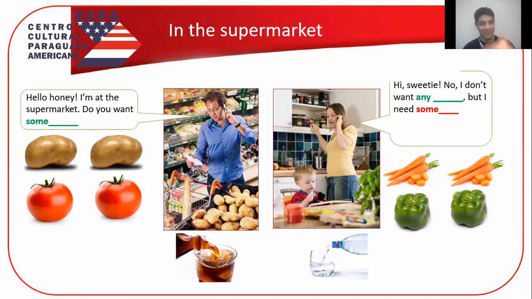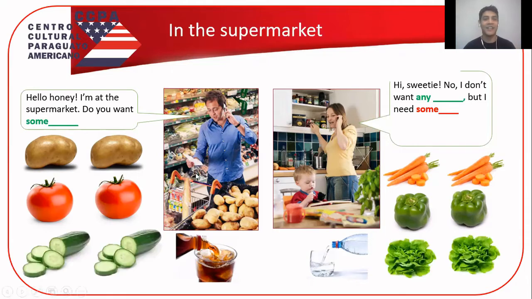Good. Let's go to the third conversation. Hello, honey. I'm at the supermarket. Do you want some cucumbers? No, hi, sweetie. No, I don't want any cucumbers, but I need some lettuce. Hi, honey. Fourth conversation. Hi, honey. Do you want some soda? No, I don't want any soda, but I need some water.